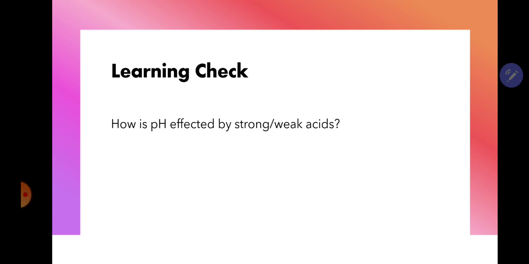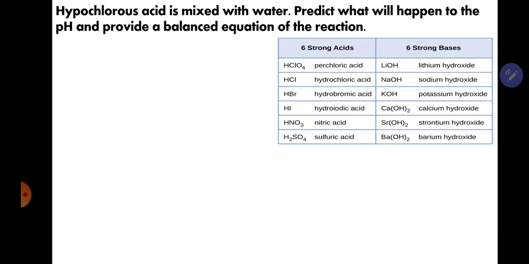So how is pH affected by strong and weak acids? If you need to go back and check, go back and check. So let's say we have hypochlorous acid mixed with water. We want to predict what's going to happen to the pH and give a balanced equation. Let's see, hypochlorous acid. That's not a strong acid. So if we go back to nomenclature, chlorus comes from chlorate, which is ClO3.